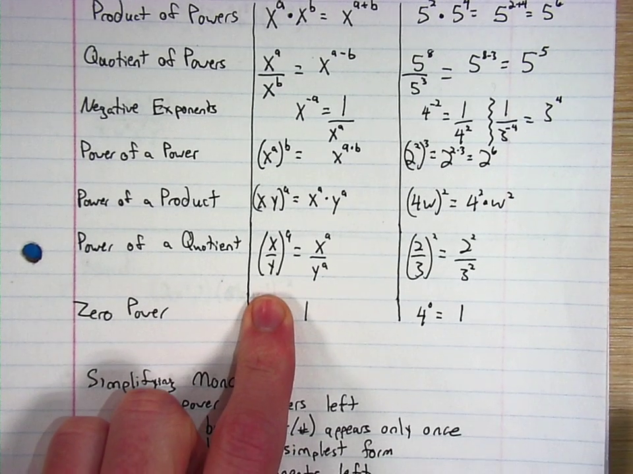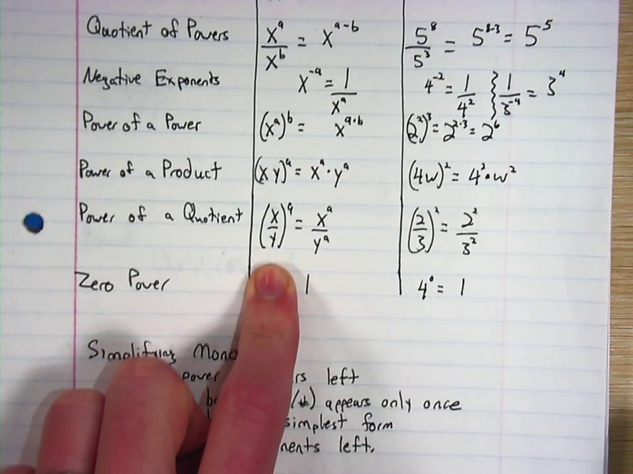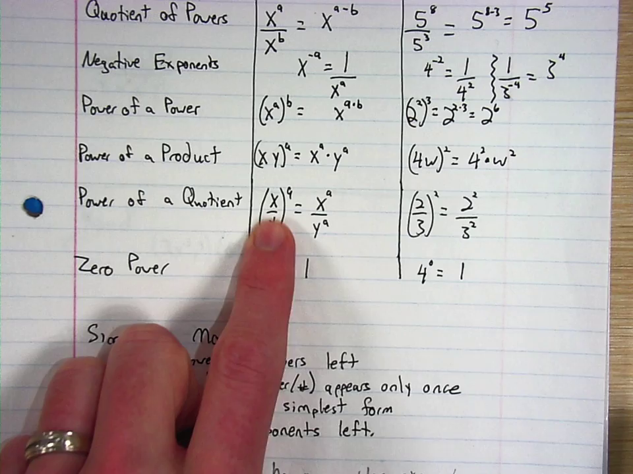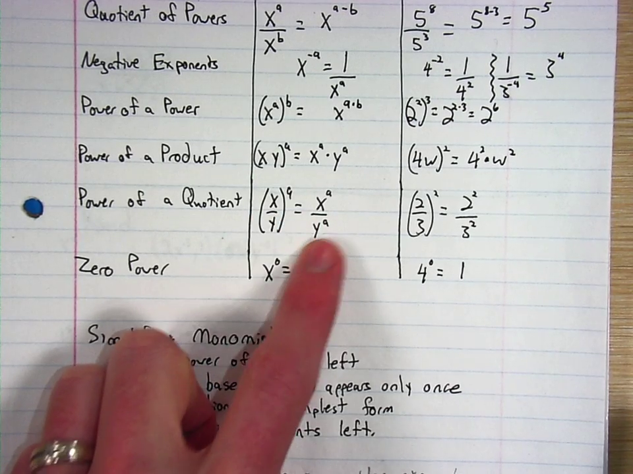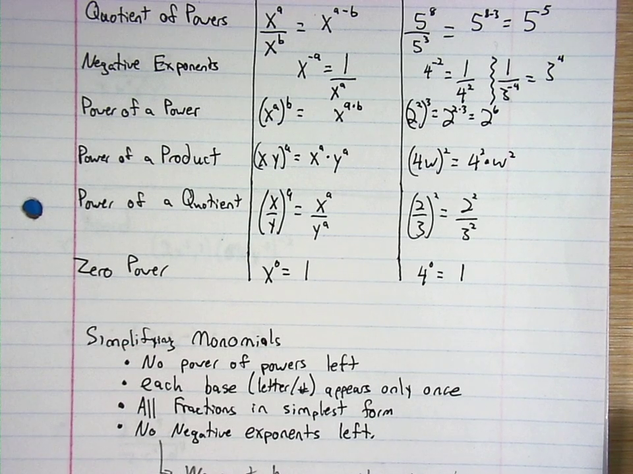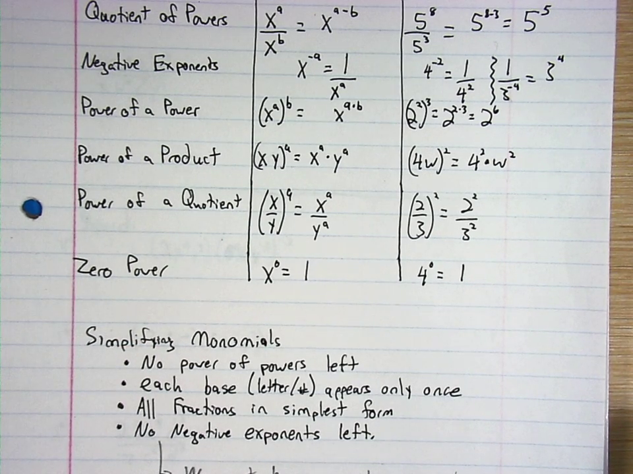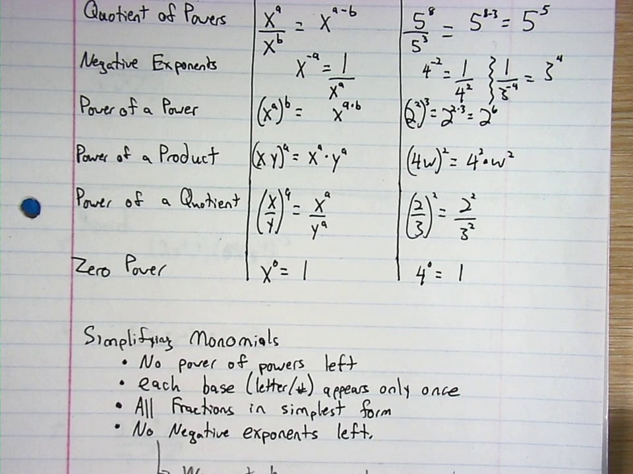Same idea here with fractions, with division, power of a quotient. If I'm dividing things inside parentheses raised to a power, I can bring that exponent in to the top and to the bottom of that fraction. 2/3 squared is going to be 2 squared over 3 squared. You could then simplify those exponents. And the 0 power: anything raised to the 0 power will always come out as 1.